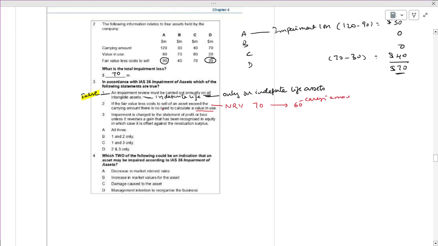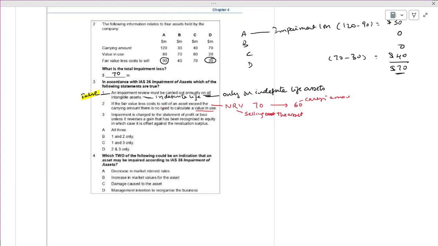Definitely we are not going to use the value in use, because if fair value less cost to sell, it means you are selling the asset. When you are selling the asset, we calculate the net realizable value and will not calculate value in use. We calculate value in use when we are not selling the asset.